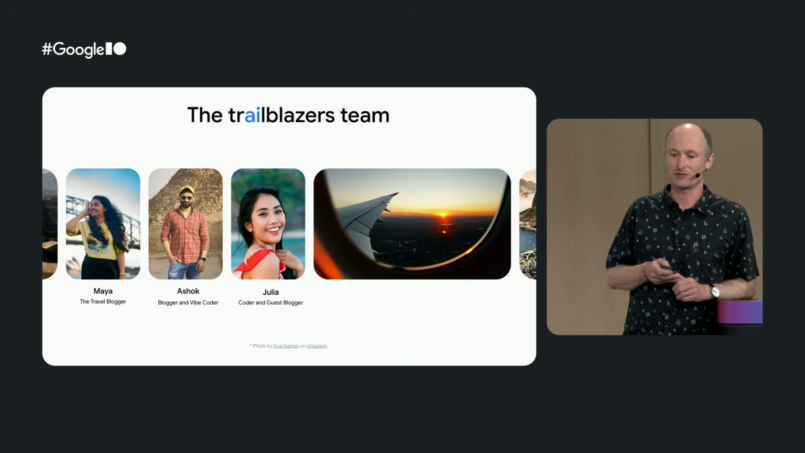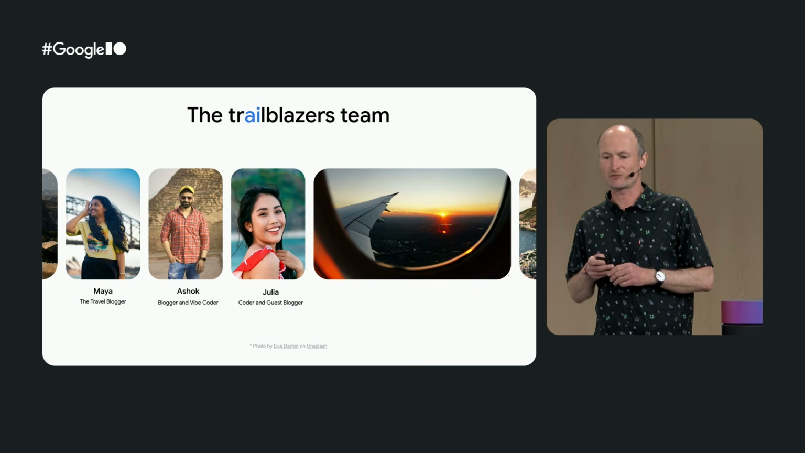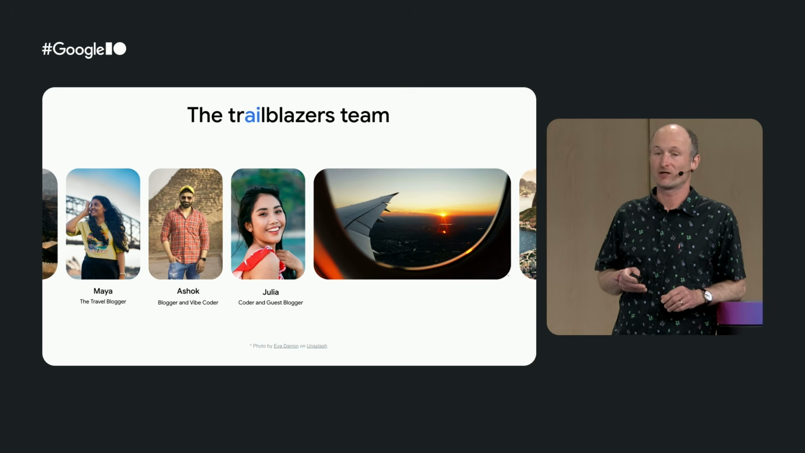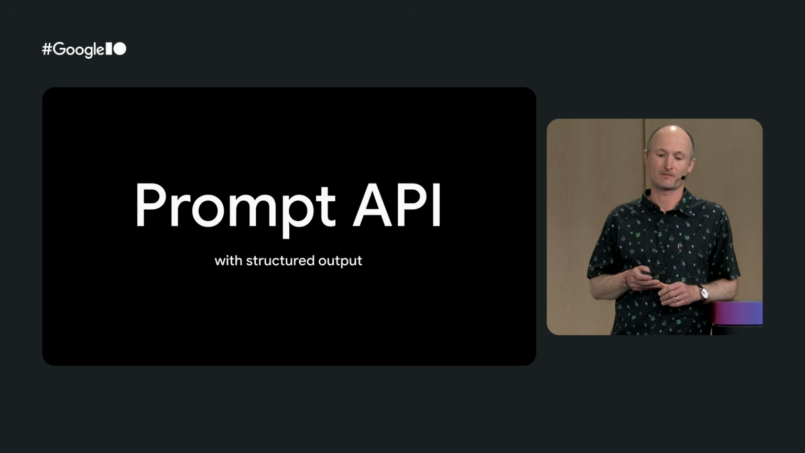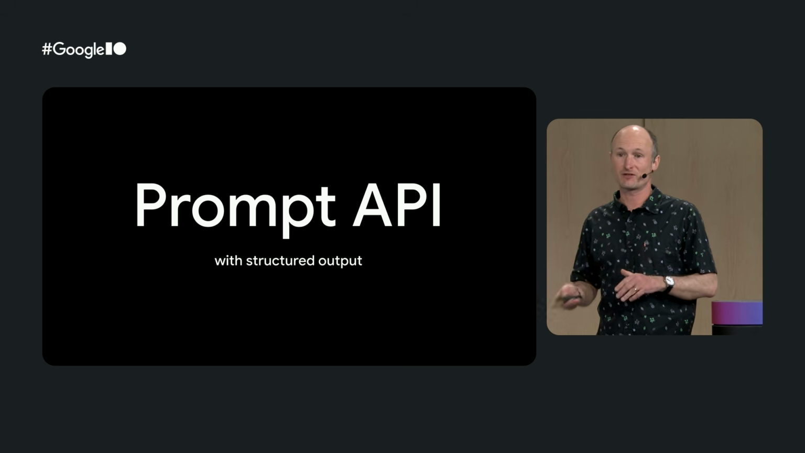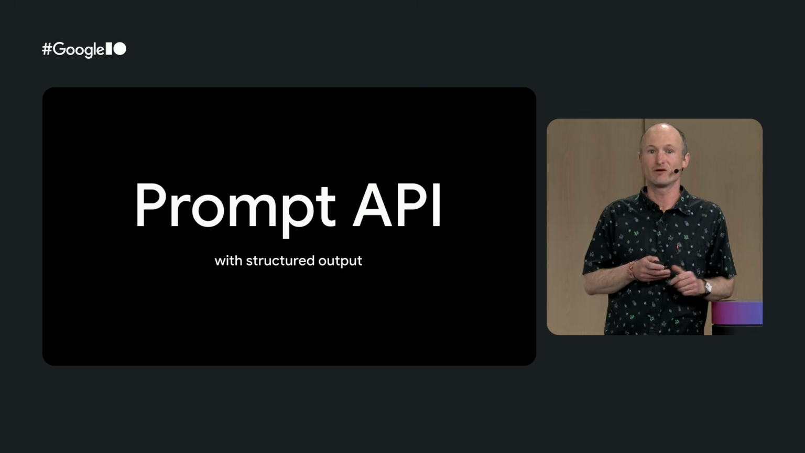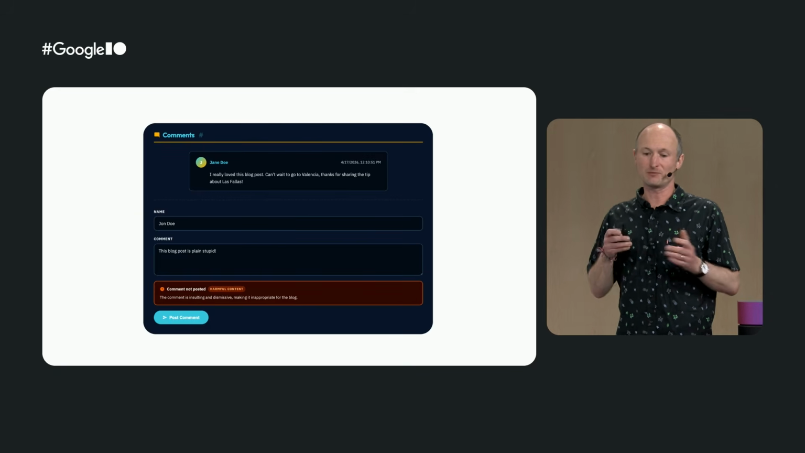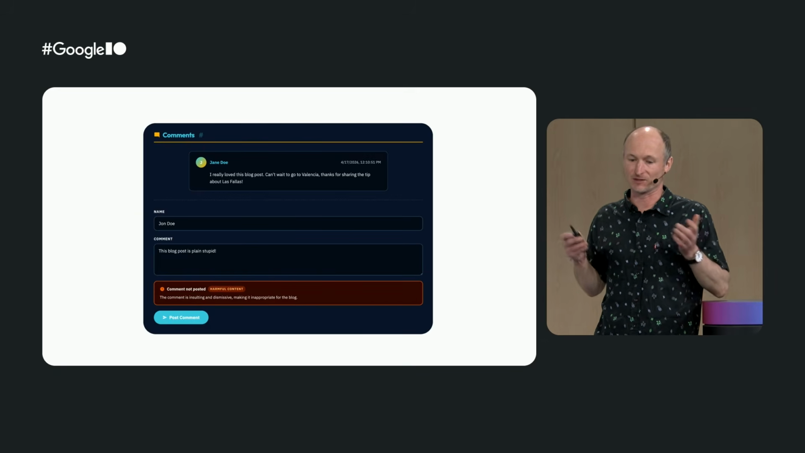For Maya, Ashok, and Julia, the Trailblazers blog is more than a hobby. They want it to be a friendly community of travel enthusiasts. Let me show you how the Trailblazers team uses the Prompt API with structured output, this time for building this friendly community. An important part of community building are comments.